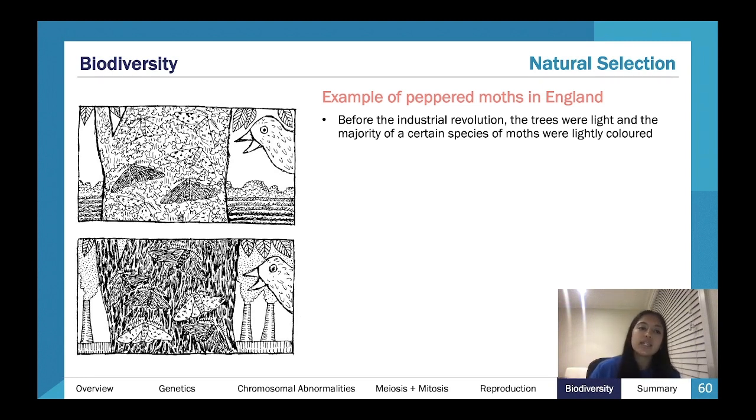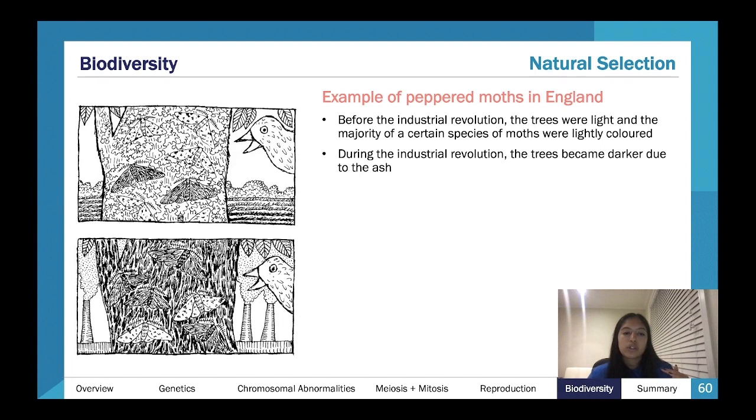So that's the idea. Before the Industrial Revolution, if you think again about survival of the fittest, the white moths were the fittest because they camouflaged the best, and the black moths were just being eaten left, right, and center. So after the Industrial Revolution, you've got all of this ash, smog, smoke going around, and it's making the trees darker. So now you've got what we see here, these really dark trees.